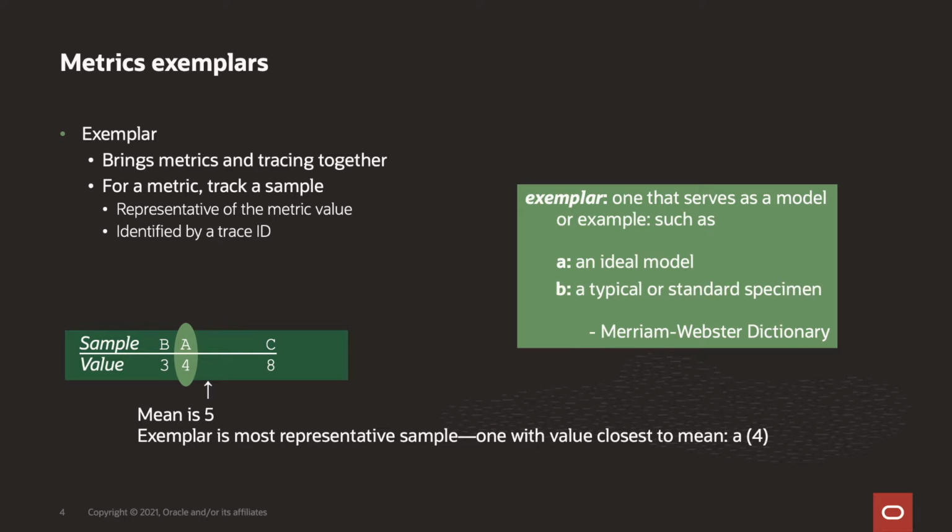As an example, suppose we had a metric measuring the mean of some value, say request execution time in milliseconds. We sent requests A, B, and C to the server, and request A took 4 milliseconds, B took 3, and C took 8. The mean is 5, and in this case, none of the samples actually reported that exact value. The sample which reported the closest value is A, which reported 4. So for this metric, the exemplar is sample A.